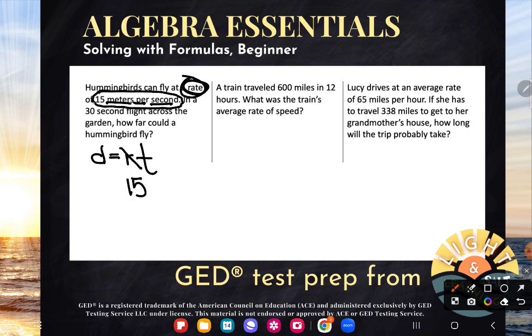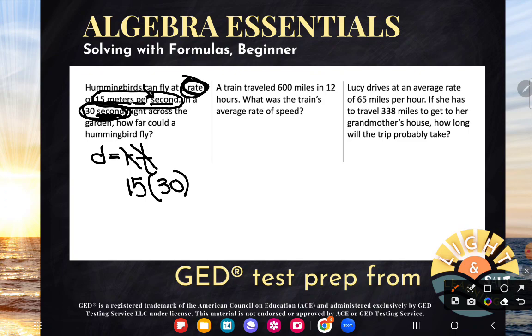And then take a look at this. This is a 30-second flight. Now be careful. Make sure that the time in your actual time matches the time in the rate. That's one of the tricks. They could give you per hour and then ask you about minutes, or they could give you per second and ask you about minutes. But they were kind to us this time. It's per second and they gave us seconds. And so no tricks to this particular problem. I'm just going to replace T with 30.